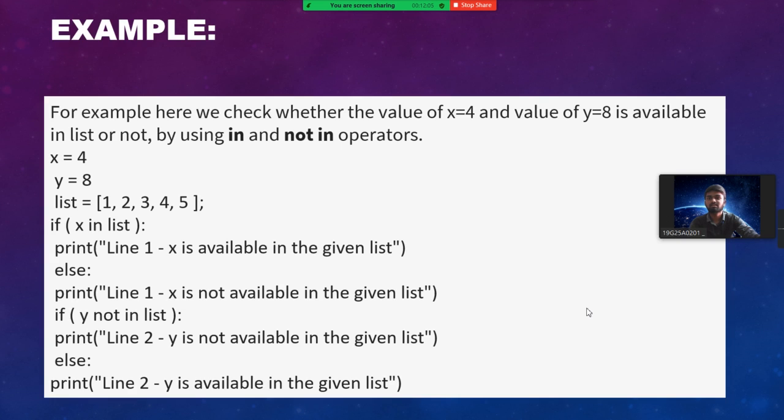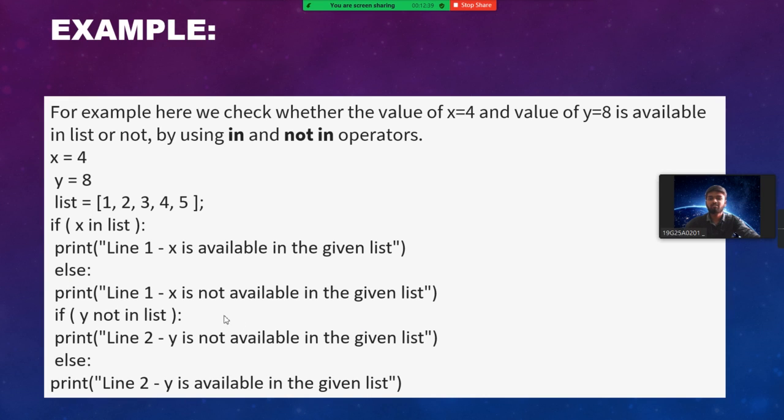And we will see an example for this. Here we check whether the values of x is equal to 4 and y is equal to 8 are available in a list, using the in and not in operators. We will take a list of numbers, 1, 2, 3, 4, 5, and state an if statement: if x in list, print line 1, x is available in the given list. Else, like this, we will use this code.